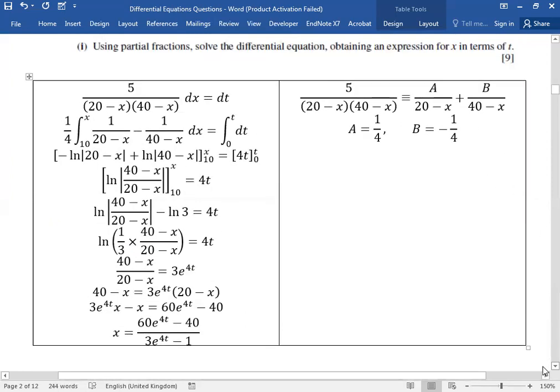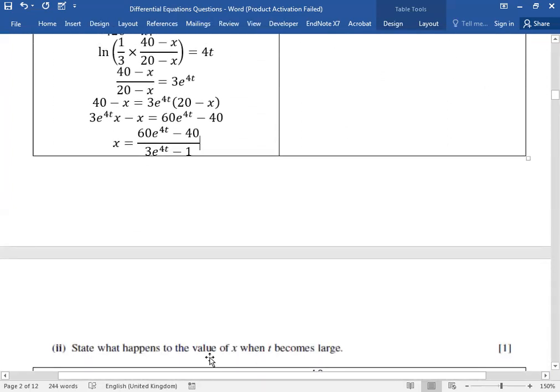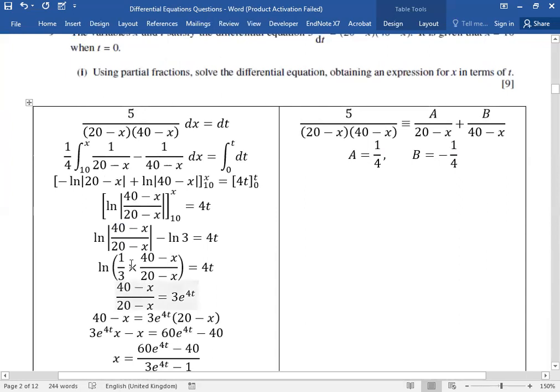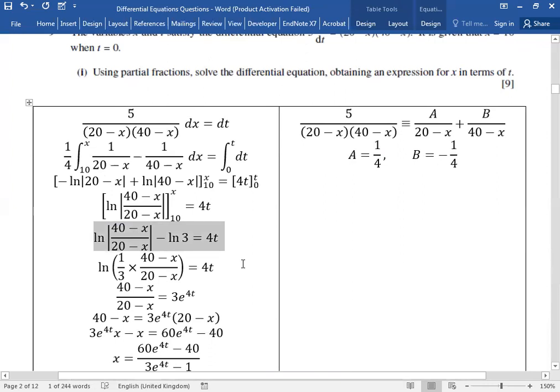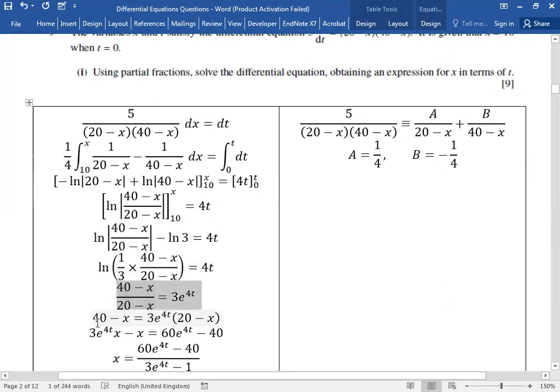Another thing, the next part is asking, what happens to the value of x when t becomes large? Remember, okay, I'll tell you. One thing, let me tell you very clearly. This is the point where you have solved your differential equation. So be very careful. इस point पे you have solved the differential equation. इसके आगे you are just manipulating it.